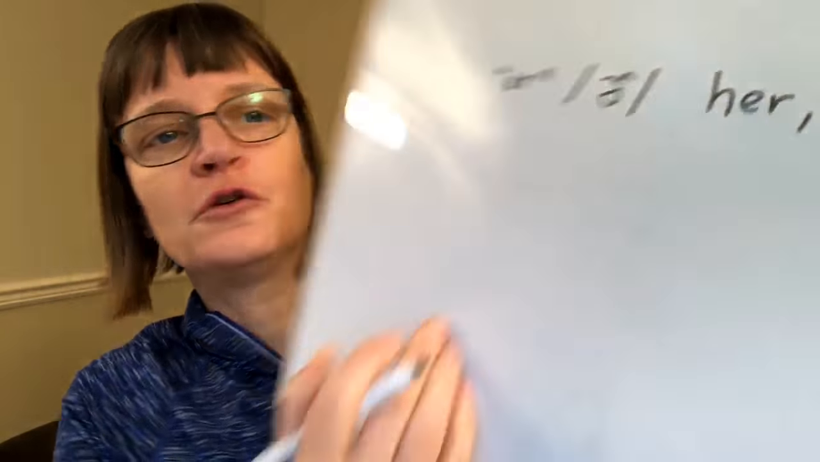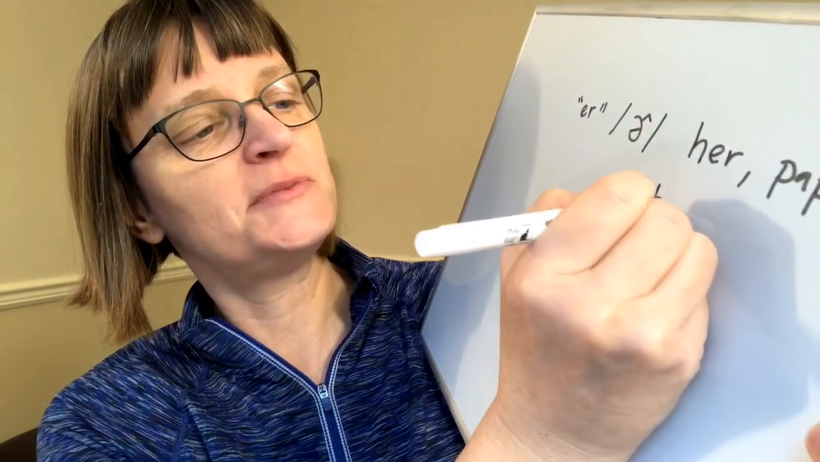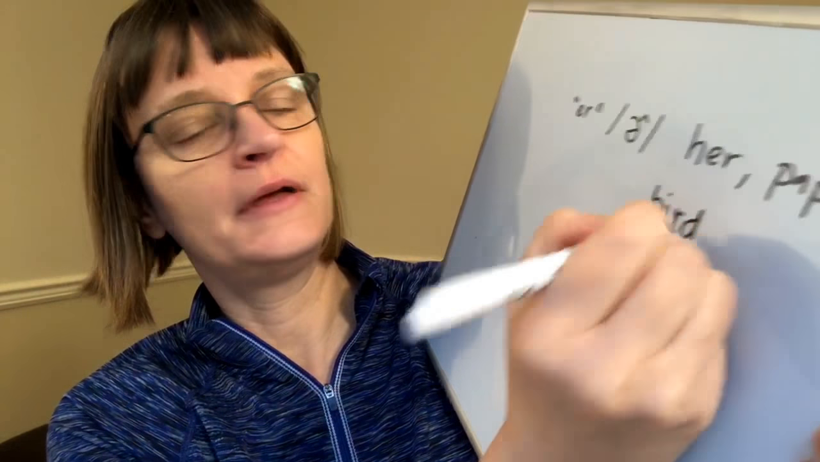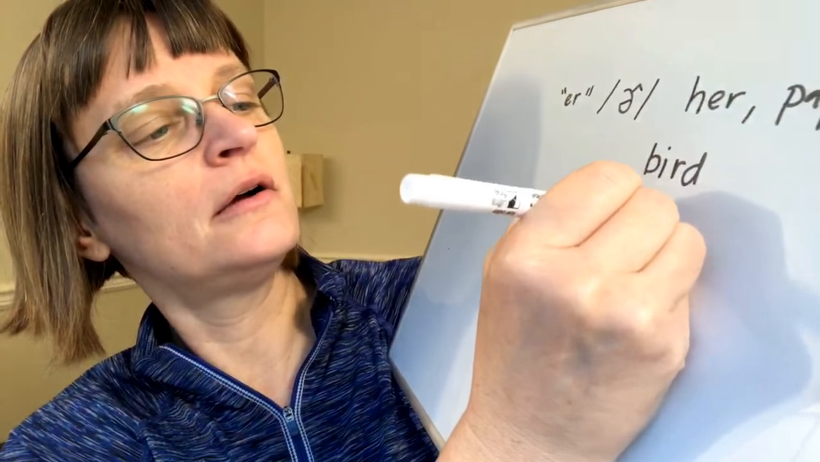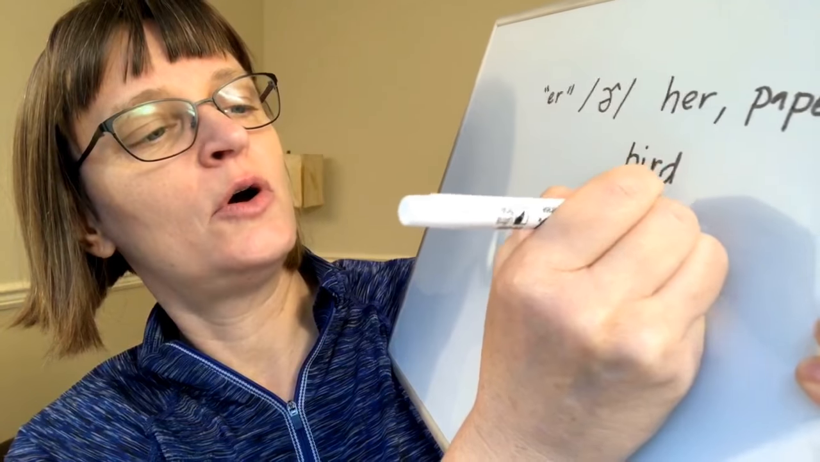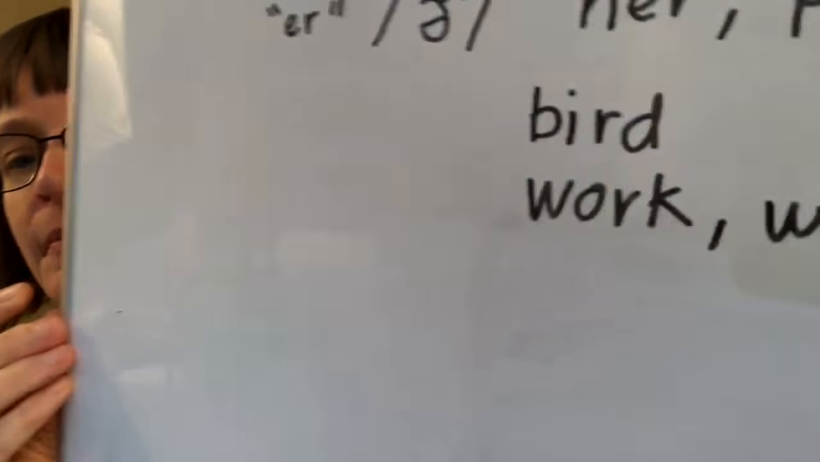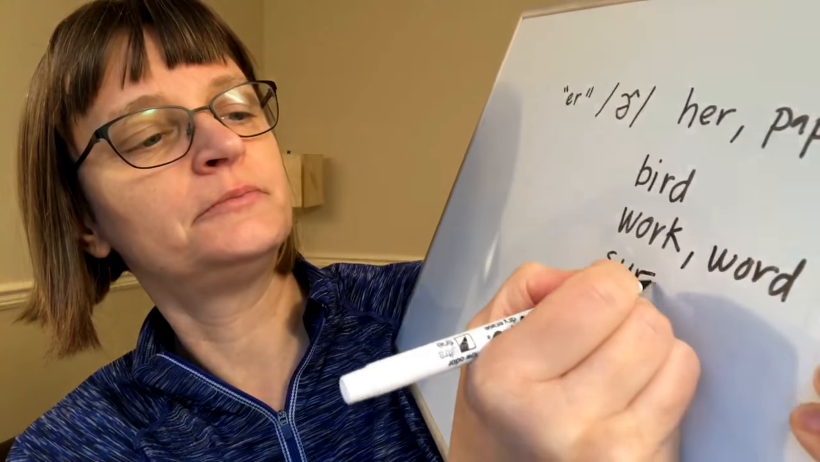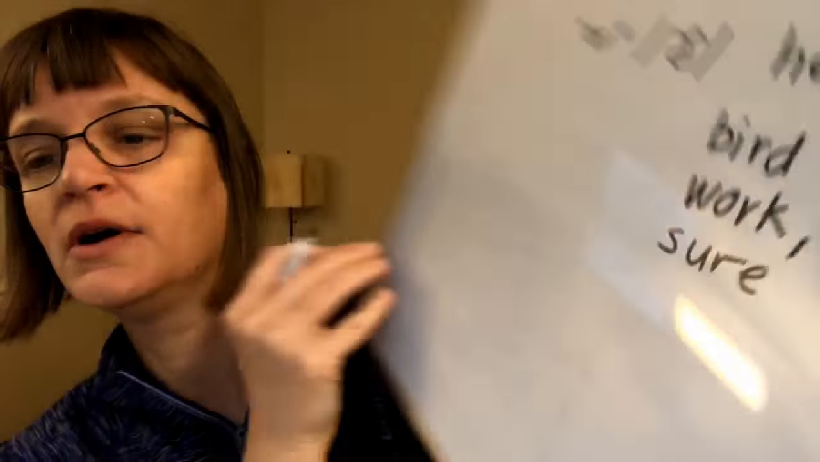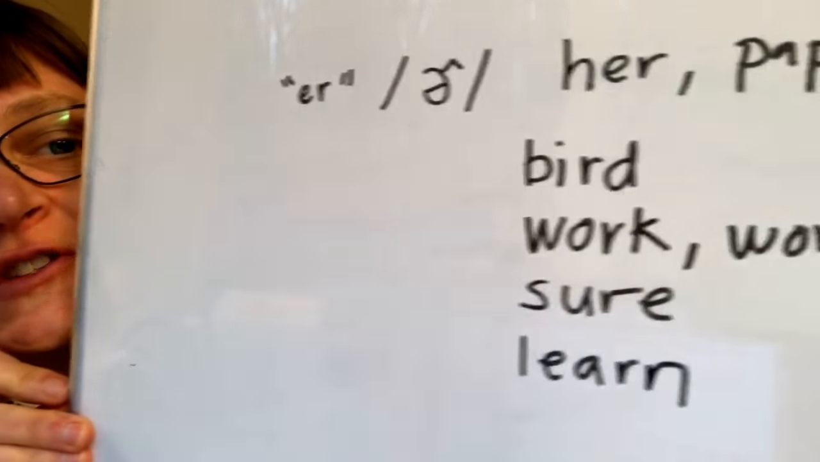That's pretty straightforward. But it can also be spelled IR, as in bird, OR, as in work or word, UR, as in sure, or EAR, as in learn. There are lots of other examples with these alternate spellings.